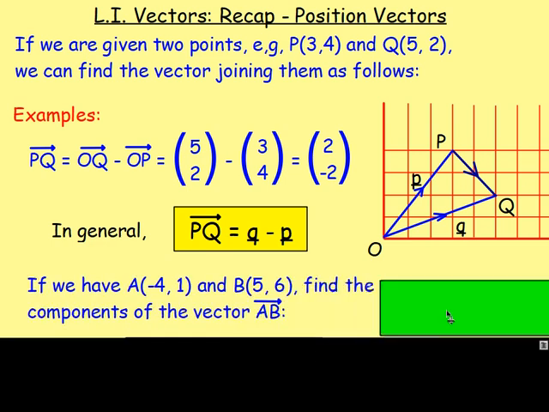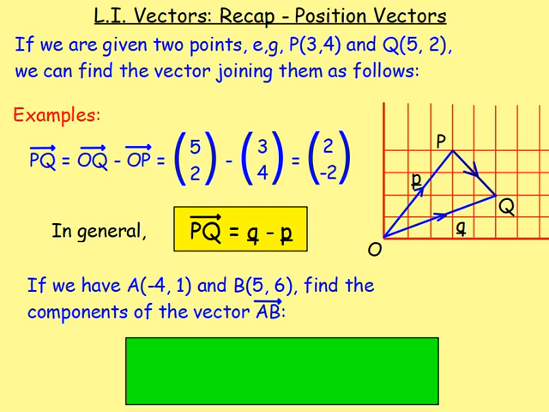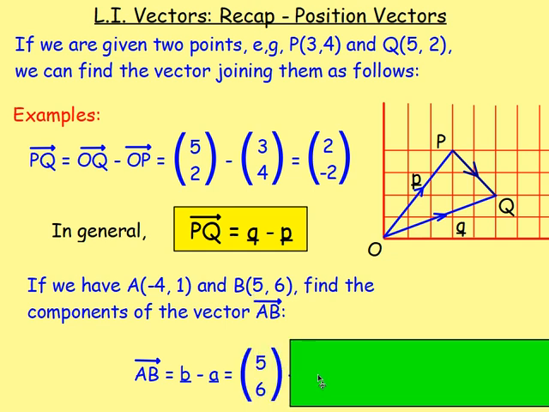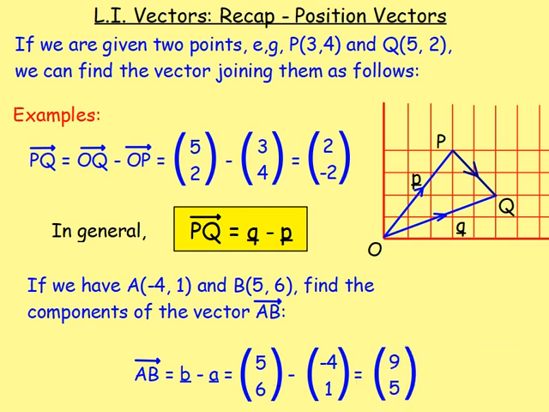For example, if we have A and B with negative 4, 1 and 5, 6, we want to find the components of the vector AB. If you're working out AB, then it's going to be B minus A. So vector B, to go from the origin to B, is the vector 5, 6, going along 5 in the x, up 6 in the y, and we're taking away vector A, which is negative 4, 1. So we'd have negative 4 in the x and 1 in the y. If you subtract them, you end up with 9, 5, which means to go from A to B, you'd be going along 9 in the x and up 5 in the y, so it gives you that vector 9, 5.